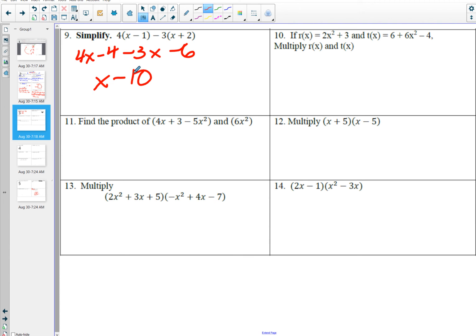Just consider this as a conditional statement. It's an if and then. They start you off with an if. So if you don't want to think of R(x) and T(x), just think of them like names. Like if Ryan is 2x plus 3 and Tammy is 6 plus 6x squared minus 4, then multiply Ryan with Tammy. They're just asking you to multiply.